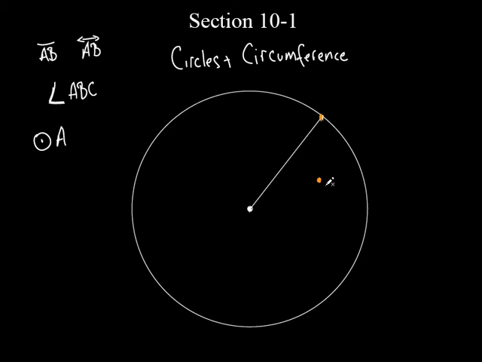What about a point here? That'd be inside the circle, and what about a point here? Be outside. Or we call this the exterior, the interior, and on. Now we just say it's on the circle, okay?